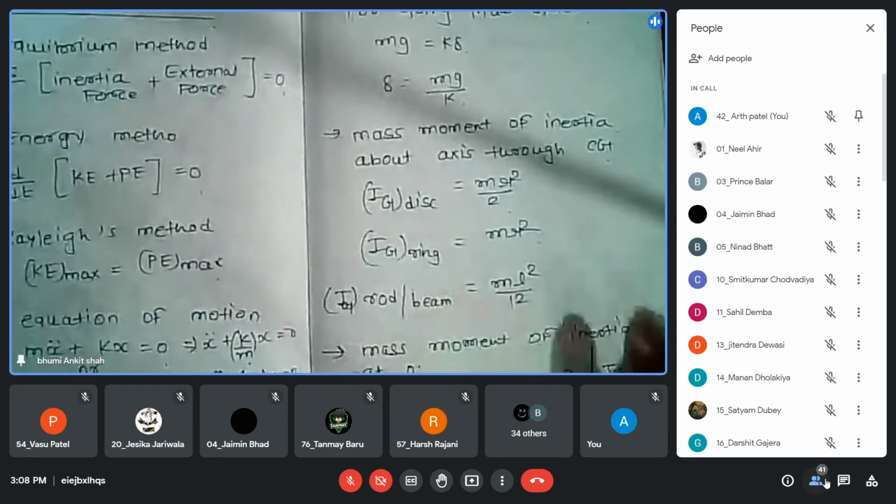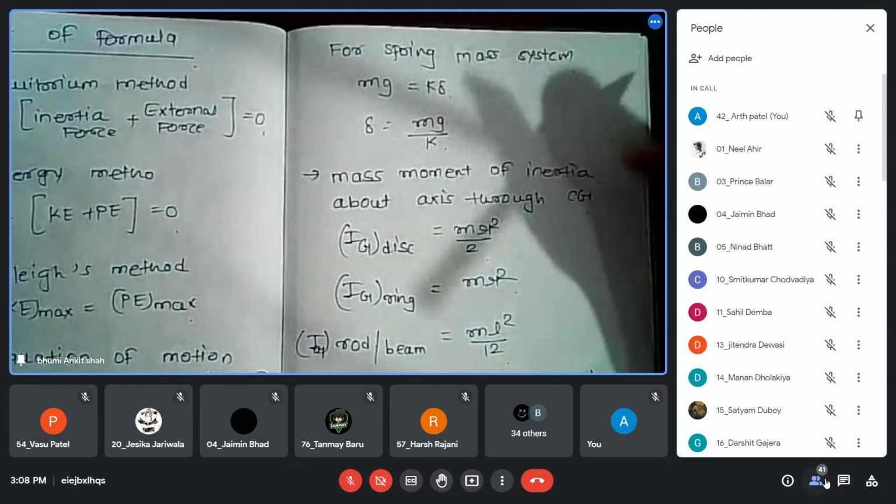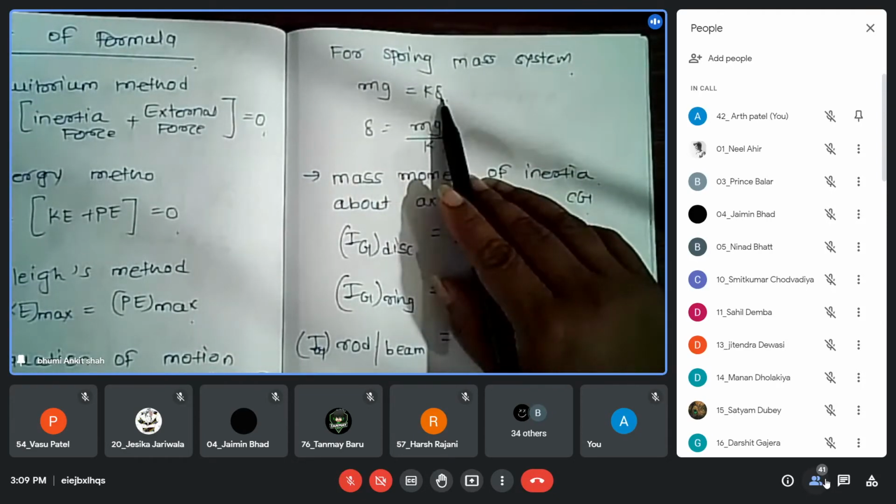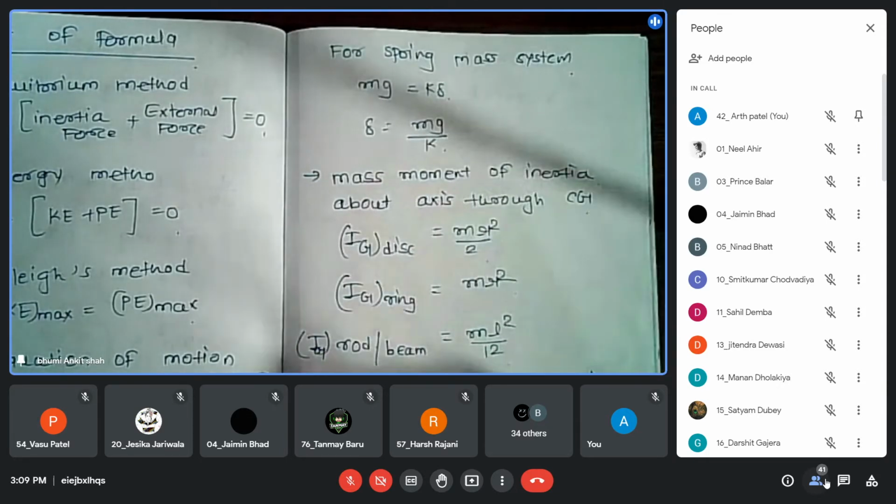Okay. These are the other equations from this chapter. For a spring mass system, you can write mg equal to k delta. Delta is the initial deflection, so it is mg by k.